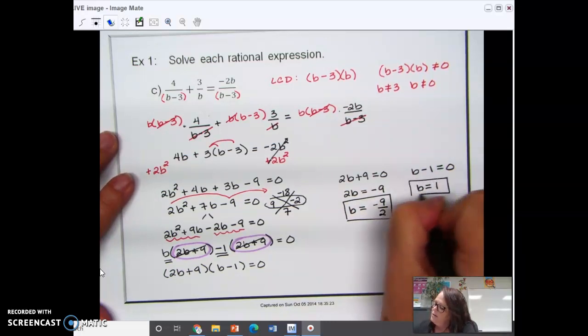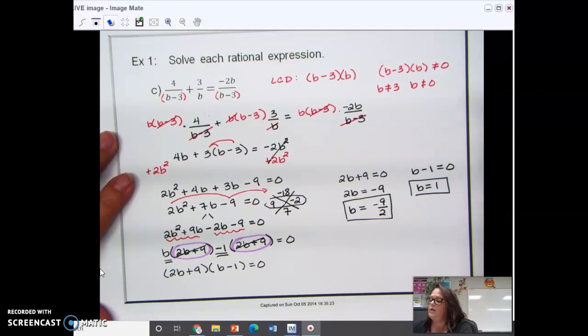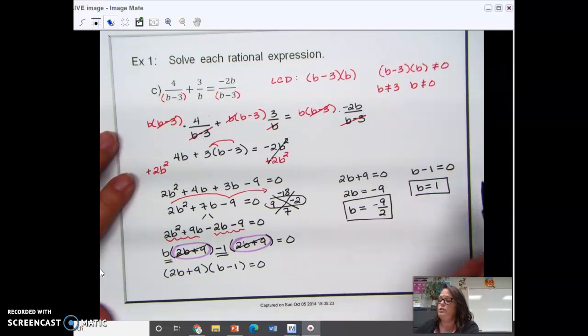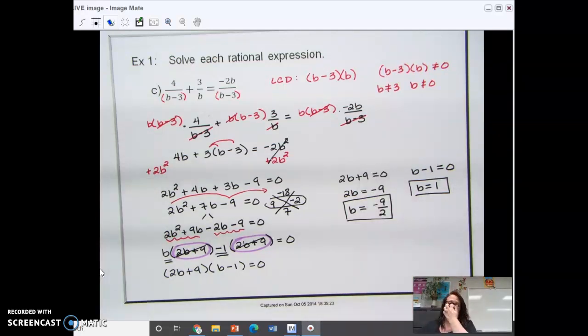Now, I have boxed them, but I want to double check, are either one of those one of my excluded values? And neither one of them are, and so I can have them as the solutions. But if I ended up with a 3 or a 0 as the solution, I would cross that one out and only have one correct solution.